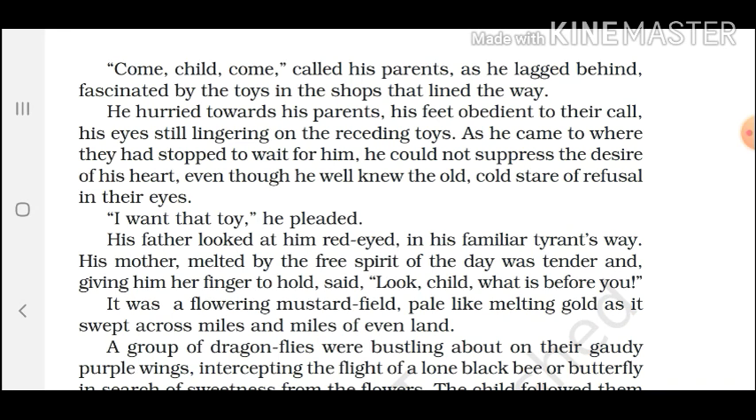Now, his father was very angry. On the other hand, his mother was very caring, very loving. So, she told the boy that he caught her finger, and she said, Look, child, what is before you?